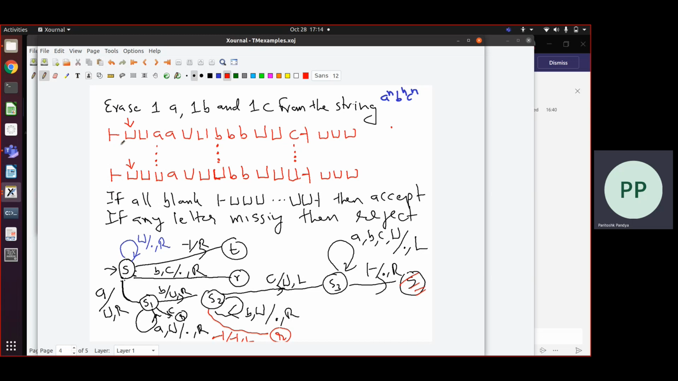Okay. Now, what is the idea? If I erase an A, then I must erase one B. If I don't find any B, I directly find a C, then I will reject. So I will erase in one pass exactly one A, one B and one C. Or if I don't find one A, one B, one C, I will reject. And then I will bring the head back to the start and I will repeat this phase. So I will repeatedly be erasing an equal number of A's, B's and C's, one A, one B and one C in each pass.